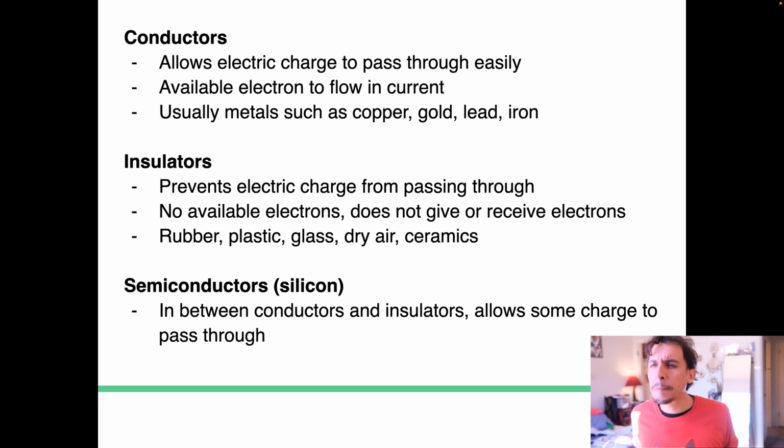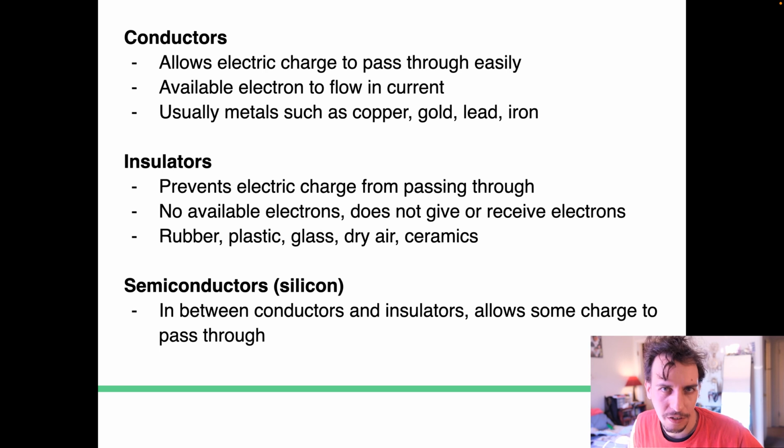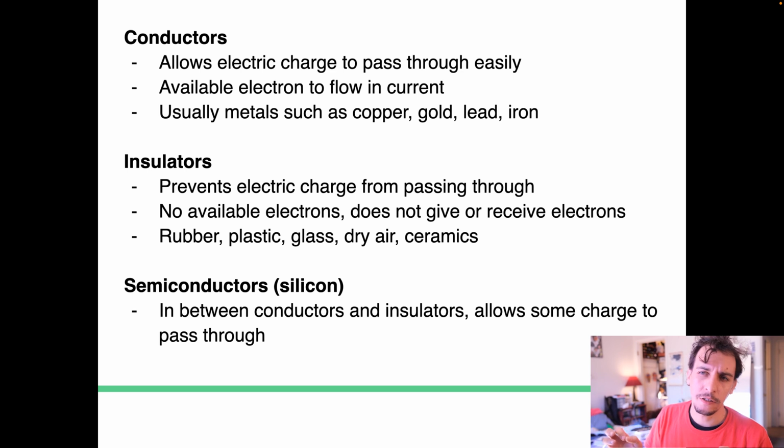From a high level, conductors are materials that allow an electric charge to pass through them easily. They have available electrons in their valence shells, which, if you remember from the last video, is the outside shell of an atom where electrons hang out, that allows other electrons to enter into a valence shell and move onward. So they allow current to flow in this way. There are openings in the valence shells of these materials which allow electrons to flow through them.